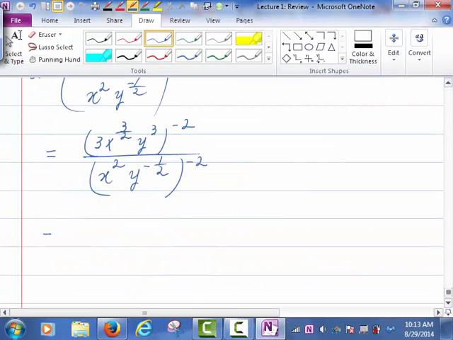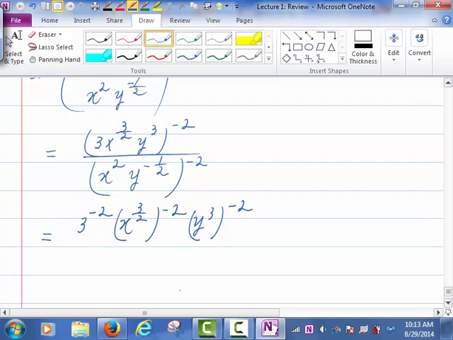And next we are going to simply say this is 3 to the negative 2, right? And x to the 3/2 to the negative 2, right? y to the 3 to the negative 2. I can do that. So I raise each factor to that negative 2 exponent. Again, some of this you can do in one line if you want to. I'm just showing you every step.